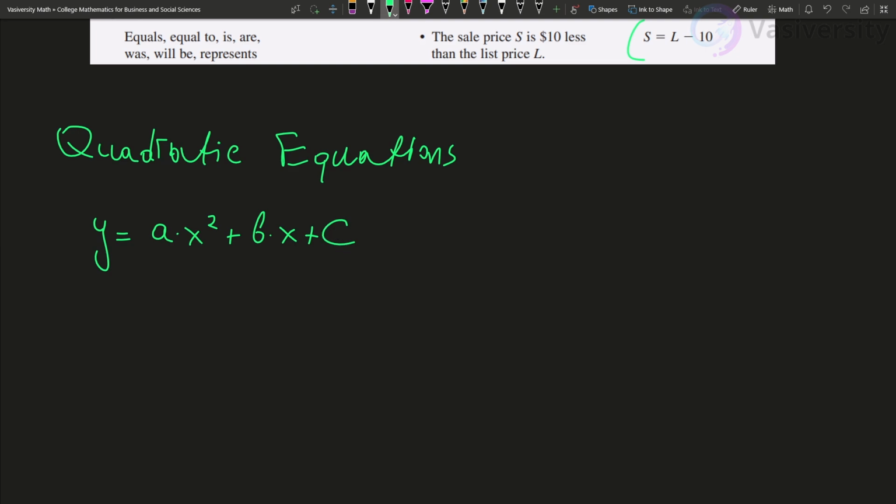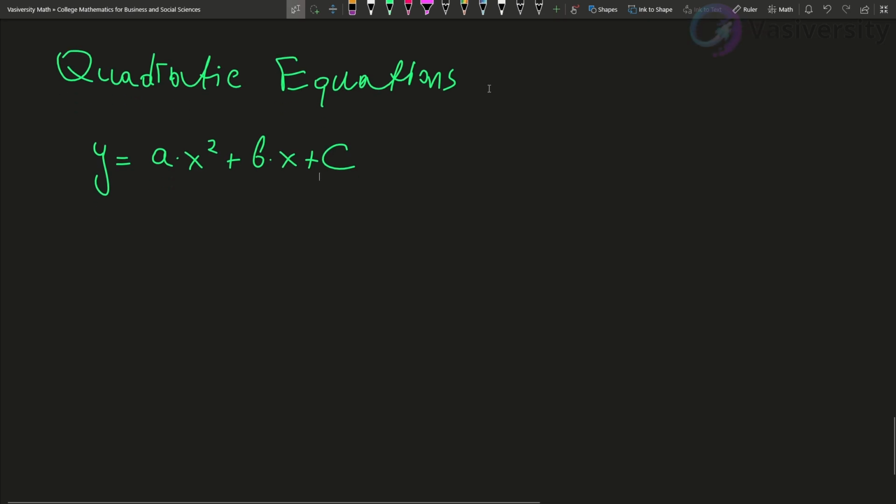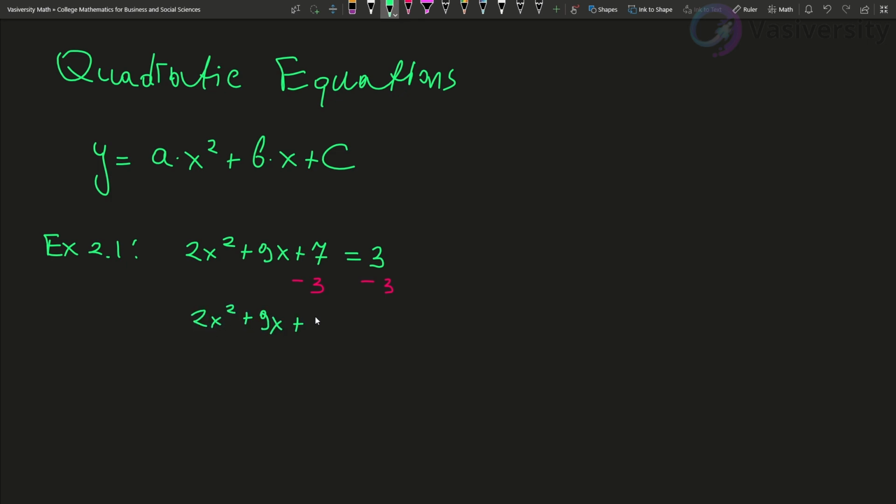Okay, but how can we solve a quadratic equation? There are multiple ways. We can always simplify an equation by factoring out the quadratic equation. So as an example, let's take a look at our first example here. Example 2.1. Here we're going to have 2x squared plus 9x plus 7 is equal to 3. The first thing we're going to do is subtract 3 from both sides. So we're going to have 2x squared plus 9x plus 4, since 7 minus 3 is 4, is equal to 0. Okay, so now we are in standard form in order to solve the equation.